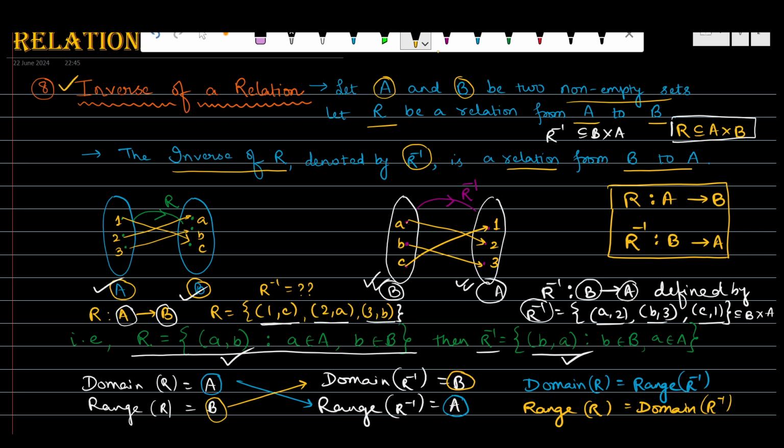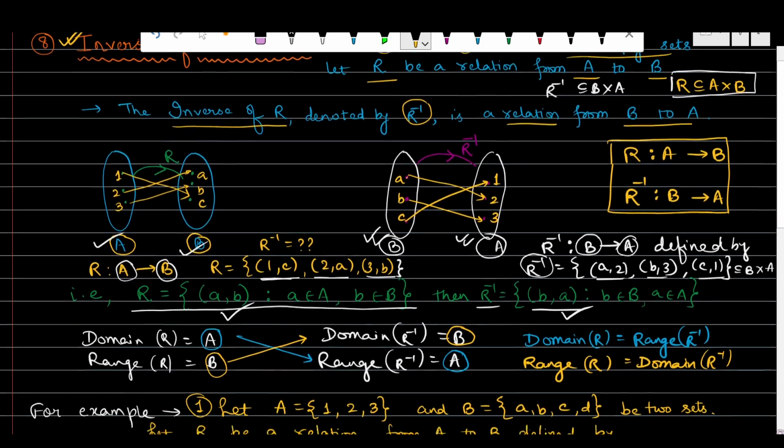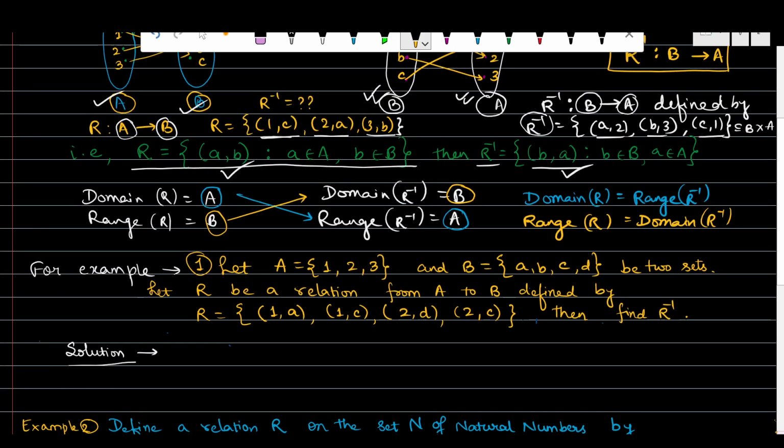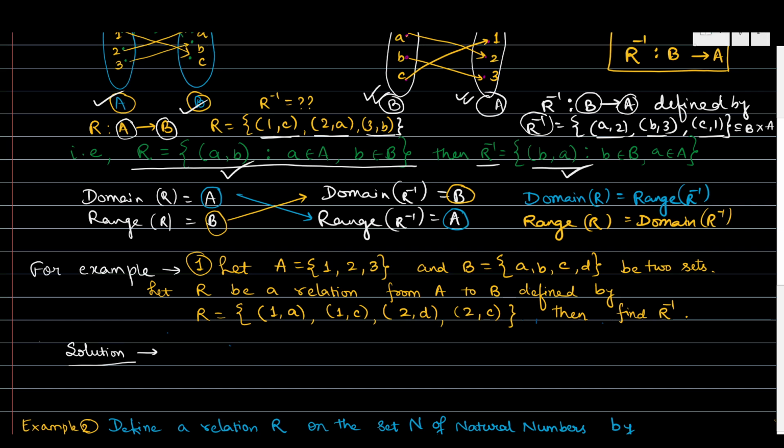This concept of the inverse will be more clear if you see these two examples which are over here. First example, let A be the set containing 3 elements 1, 2 and 3, and B be the set containing 4 elements A, B, C and D. Let R be a relation from A to B defined by this.